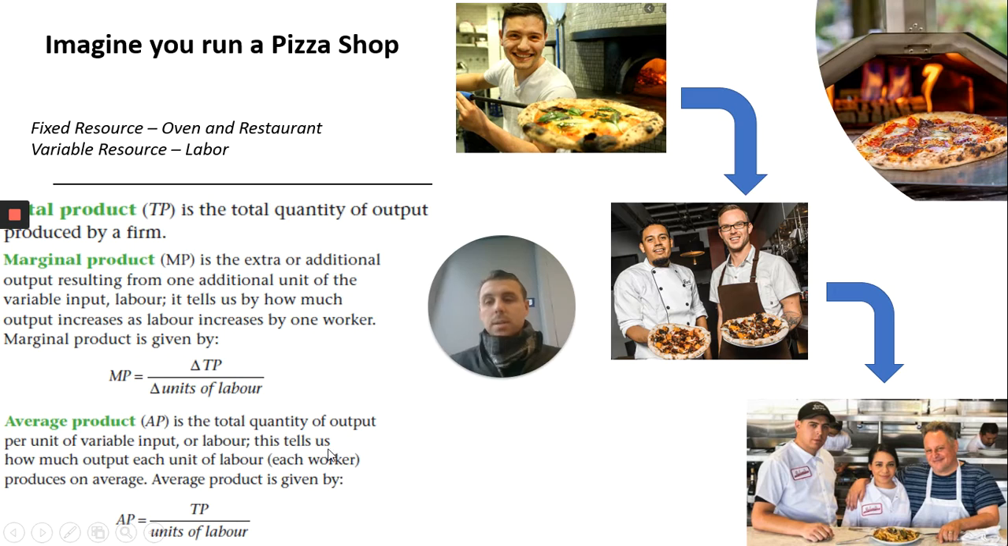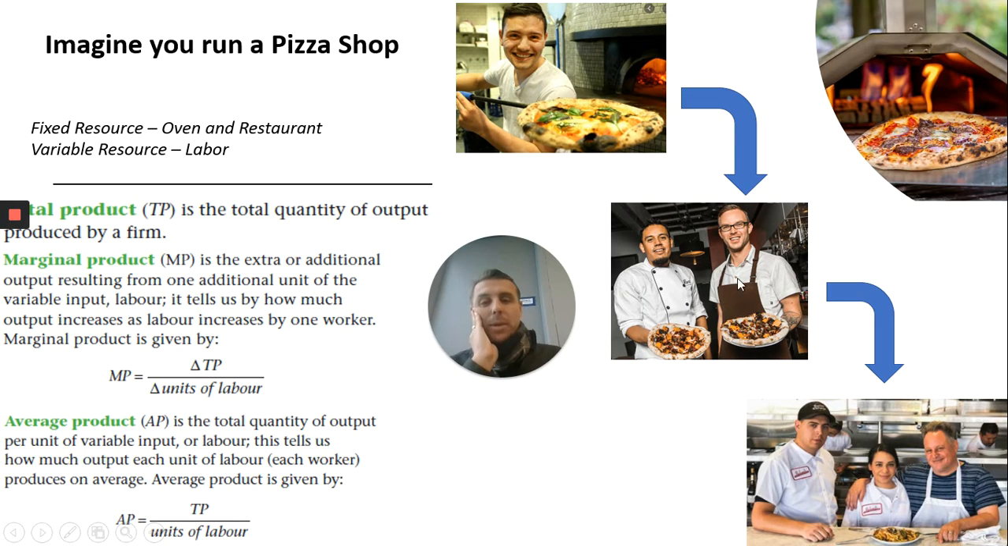Now the average product is the average production divided by the number of employees you have. So if in this example, I make 5 by myself, my marginal product is 5, because this one person has gone from 0 to 5. And my total product would be 5, and my average product would be 5.